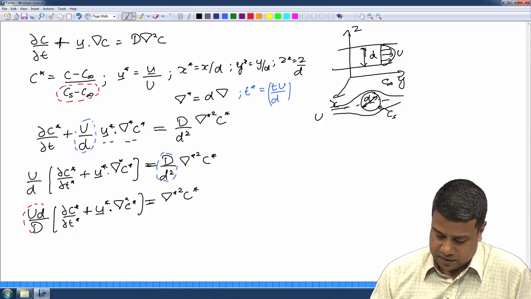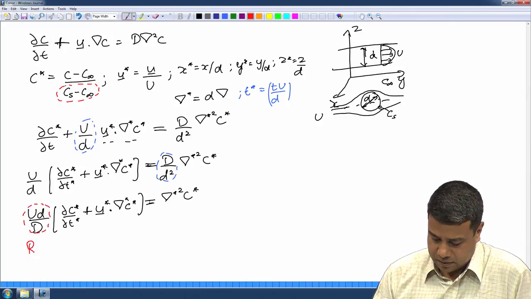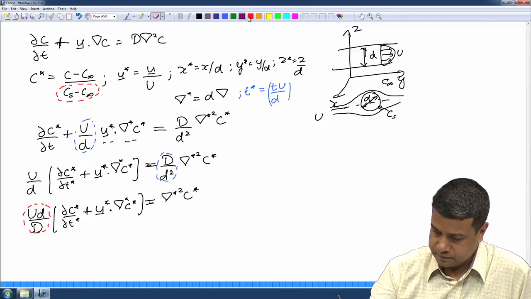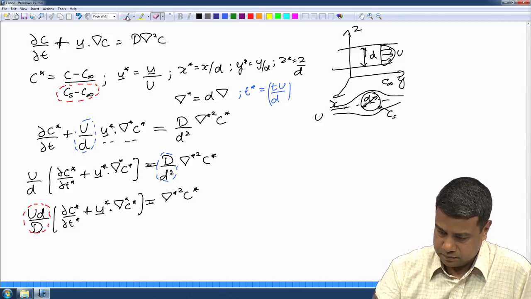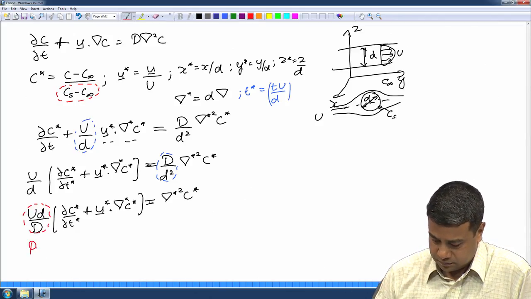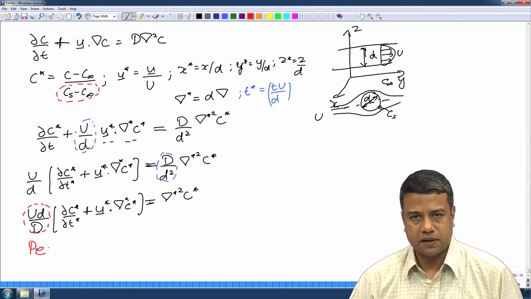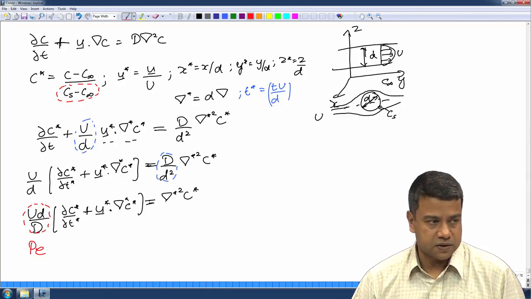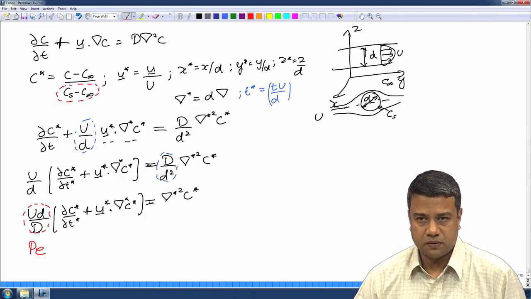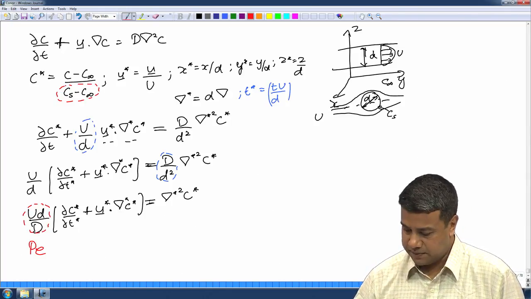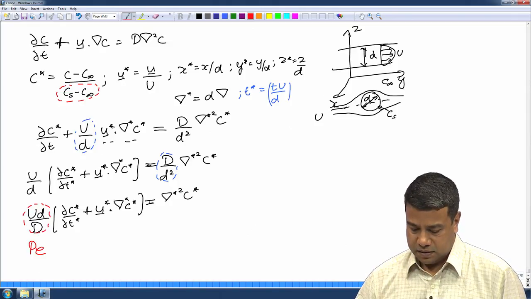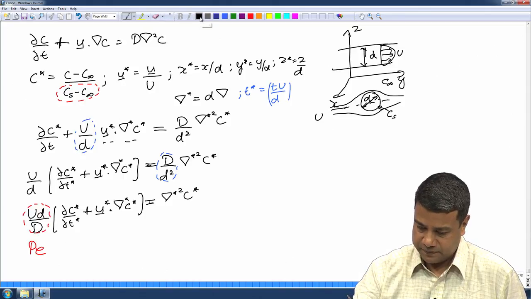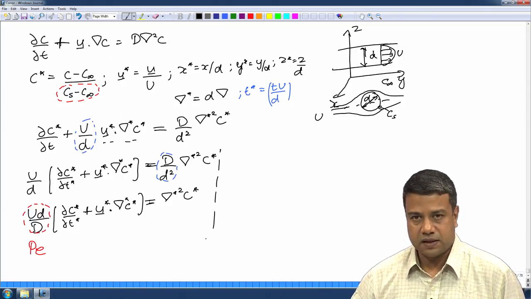and this is the Peclet number for mass transfer. This is the general structure of the equations of motion. This is how the equations of motion generally look. If I were to do the same for heat transfer, I would get exactly the same. It is exactly analogous.